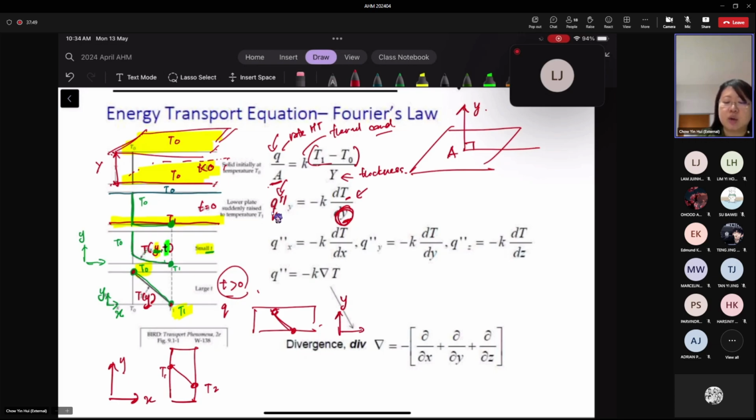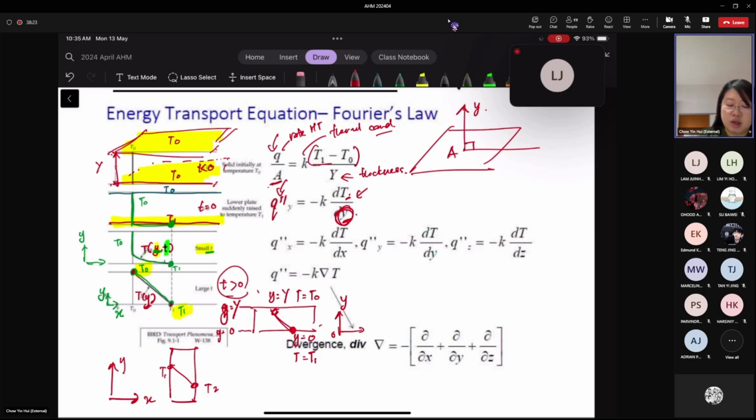That's why your temperature also varies in the y direction. At y equals 0, the temperature at this surface is T1, while at y equals big Y, sufficiently far from the lower plate, the temperature is T0. So your temperature actually varies in the y direction. That's why it's written as dT/dy.